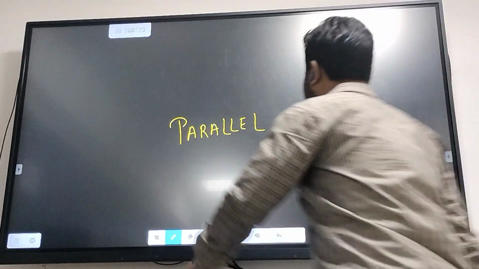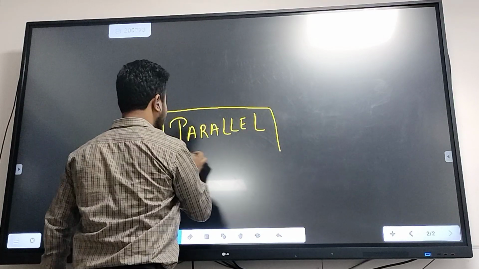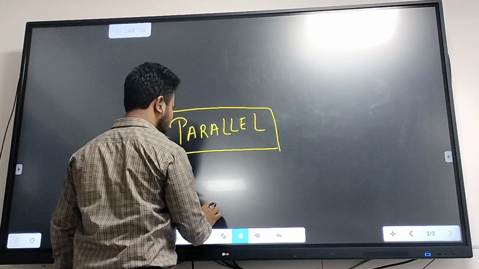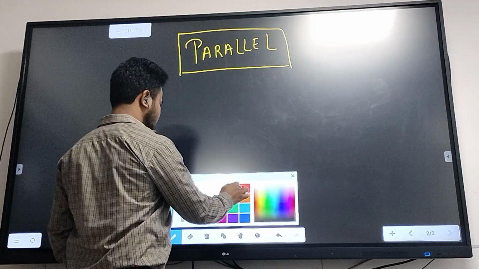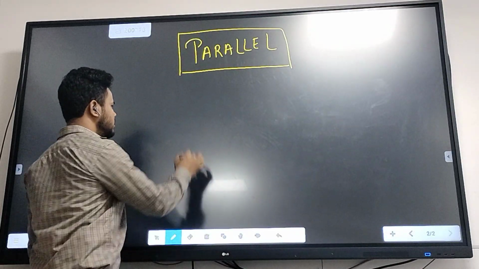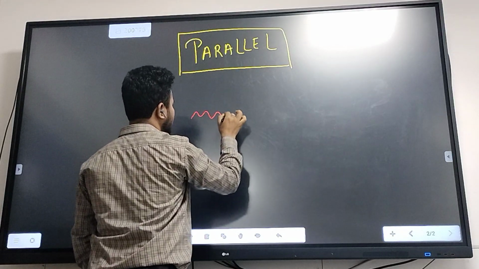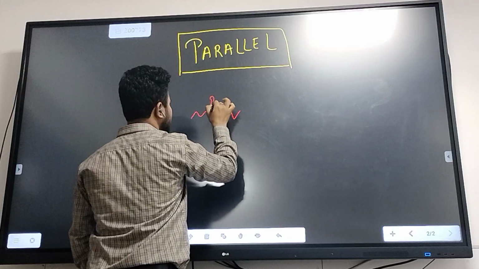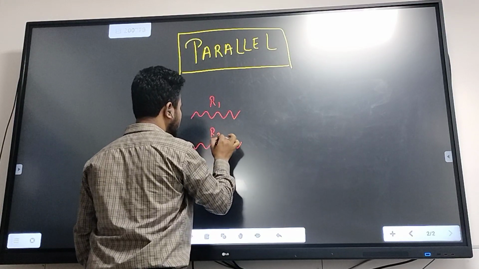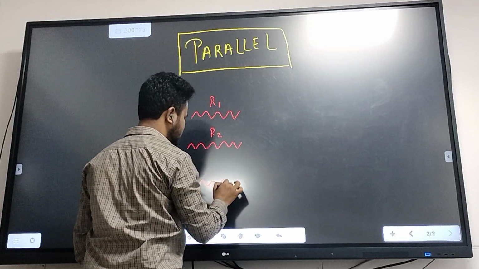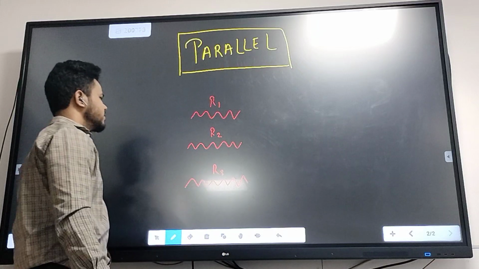Now let's come to parallel connections. So what is a parallel connection? Let's understand what happens when you try to connect three different resistors. Let's say we have three resistors. Let's name this one R1, this one R2, and this one R3. All right, so we have got three different resistors.